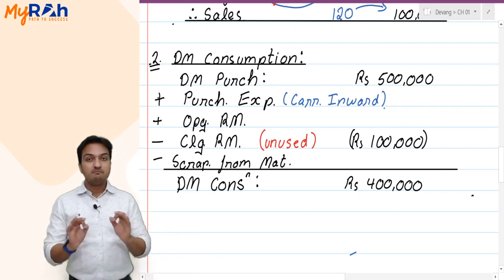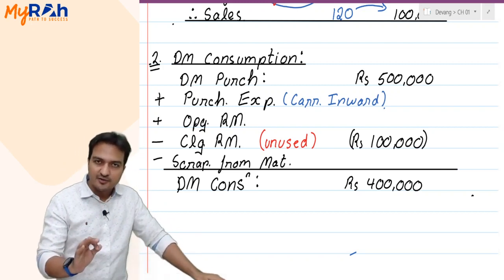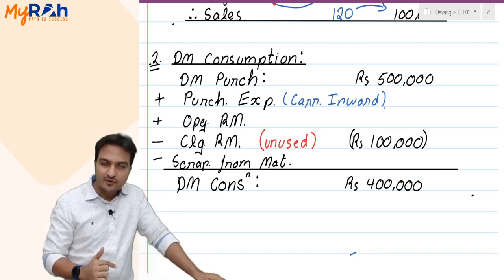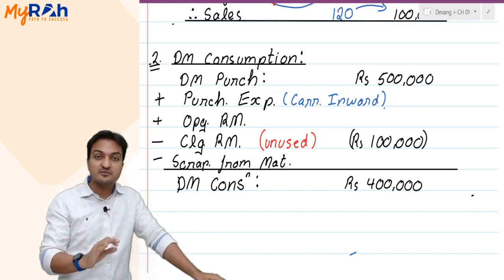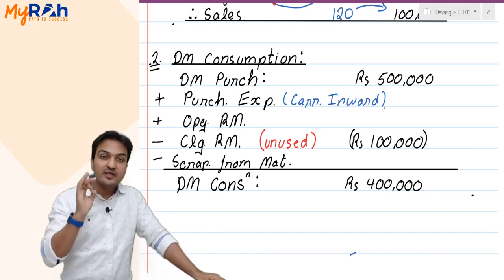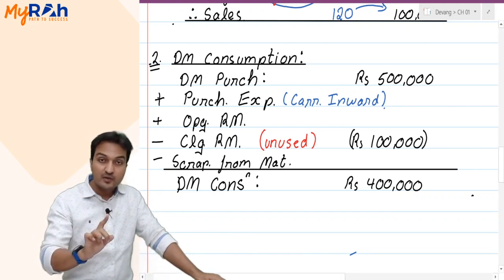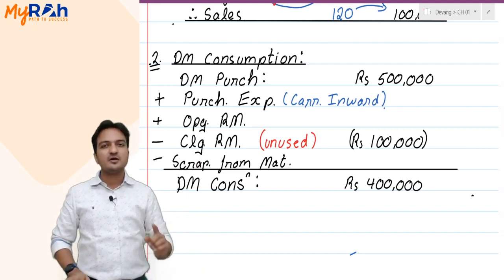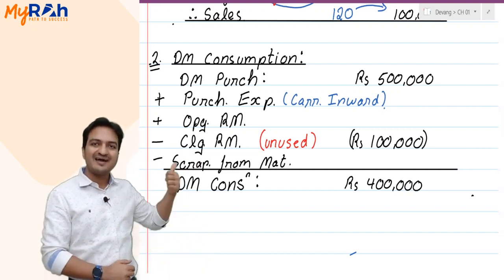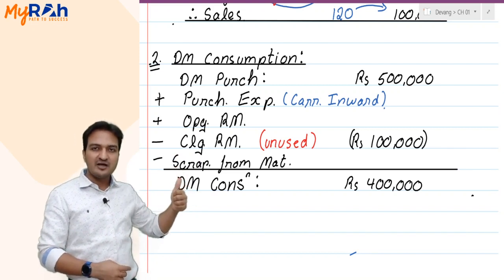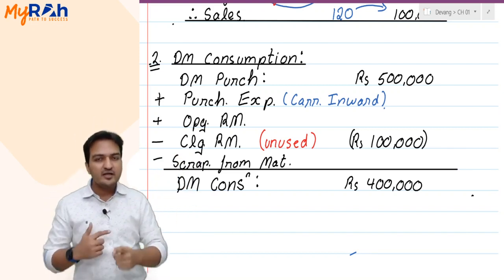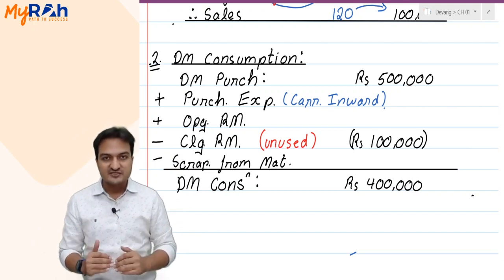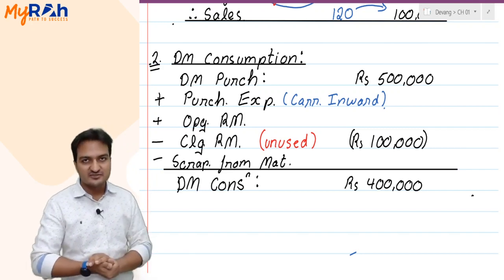Purchase expenses means any cost incurred on the material until the material reaches my factory gate. Remember this. This is a basic principle throughout my costing subject, that any cost that I incur on the material until the material reaches my factory gate, all that will be considered as purchase expenses, and all that will be added to my material purchase here.